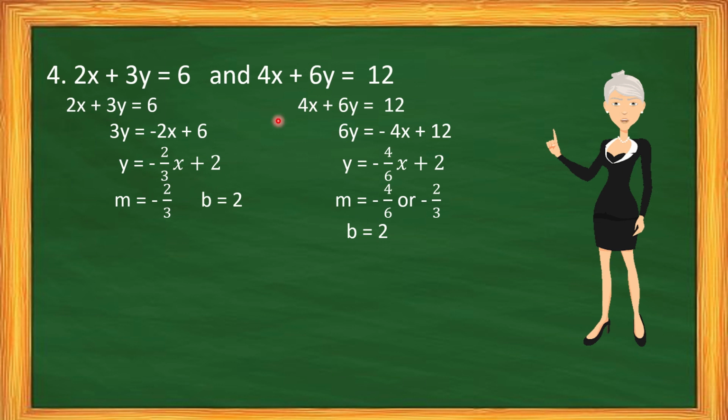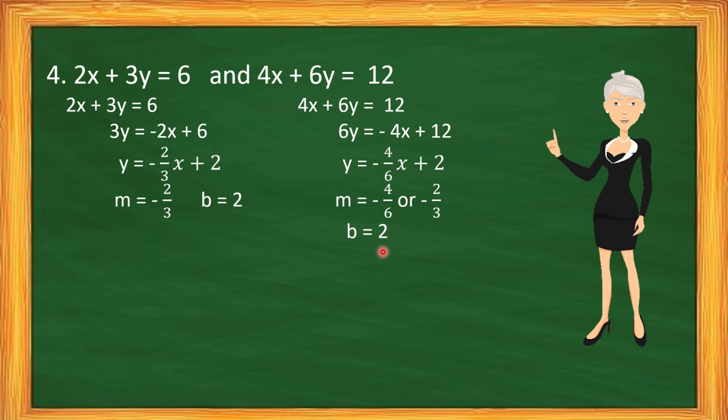For the second equation, so we're going to transpose positive 4x. So magiging negative 4x, then plus 12. Then divide both sides by 6. So magiging y equals negative 4 over 6x plus 12 divided by 6 is 2. So the simplest form or the lowest term of negative 4 over 6 is negative 2/3, dividing by 2 over 2. Okay, let us analyze now the slope and the y-intercept.